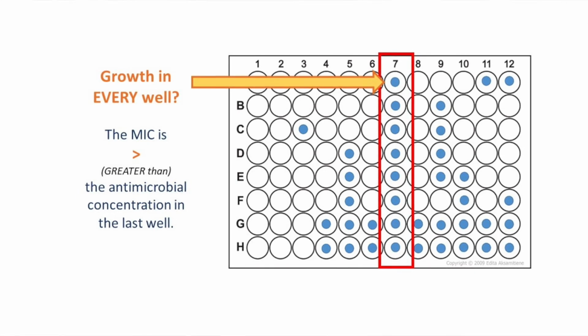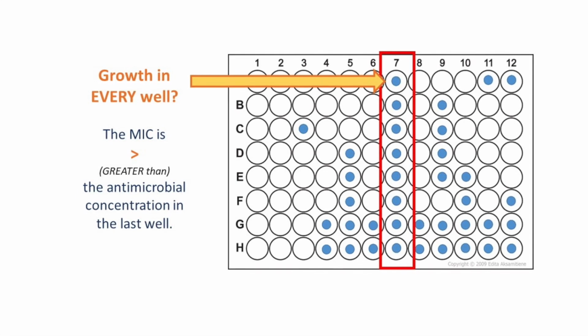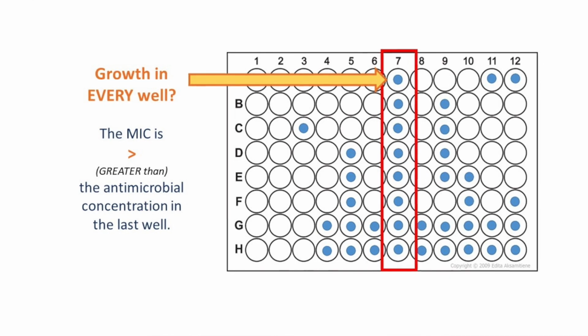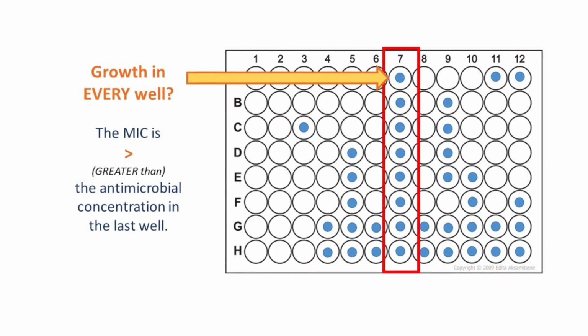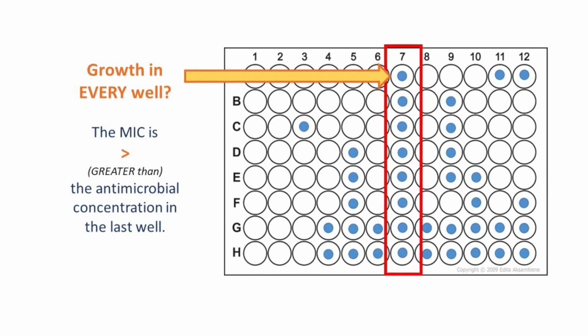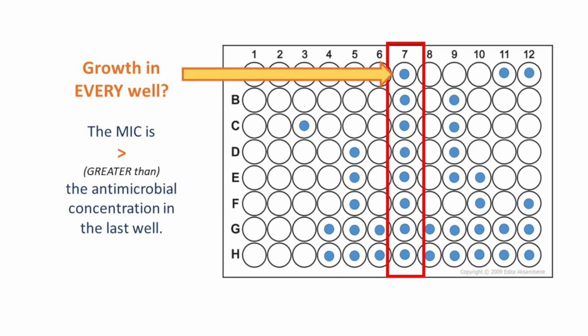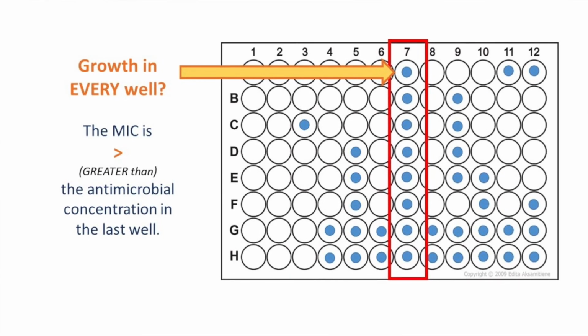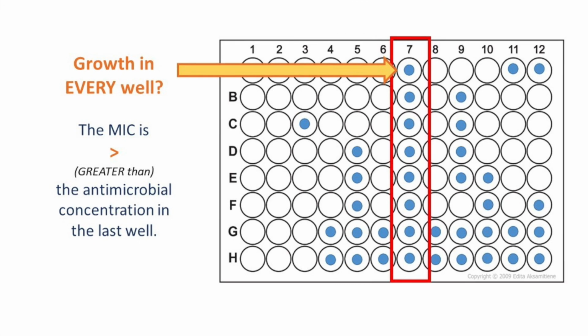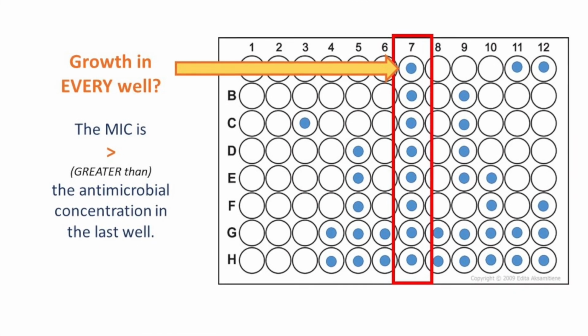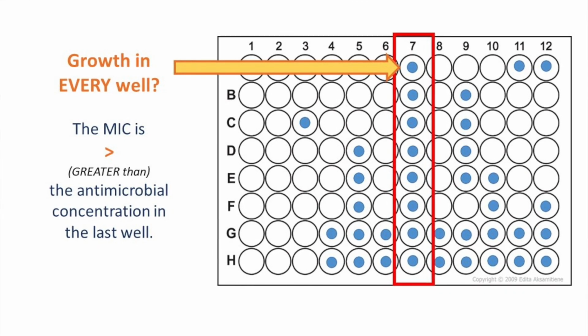So when we record this MIC result, we know that we have not managed to identify a minimum inhibitory concentration. And so the answer for the MIC for that particular antimicrobial is going to be greater than whatever that highest concentration within that column is. Once you've recorded your MICs for each antimicrobial, the next step is actually pretty simple.